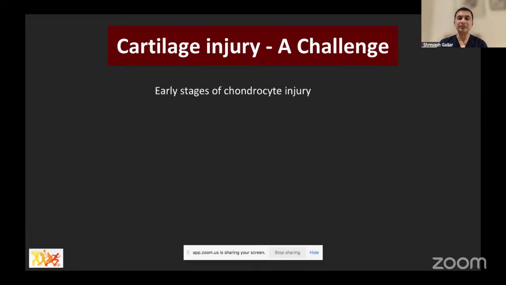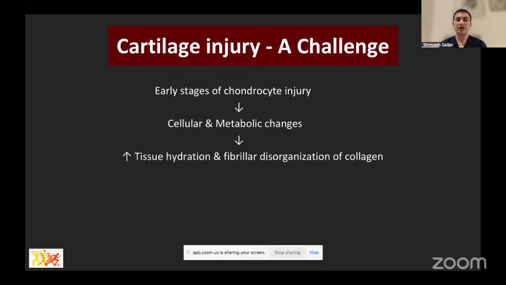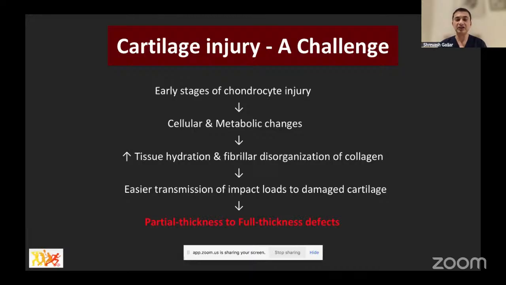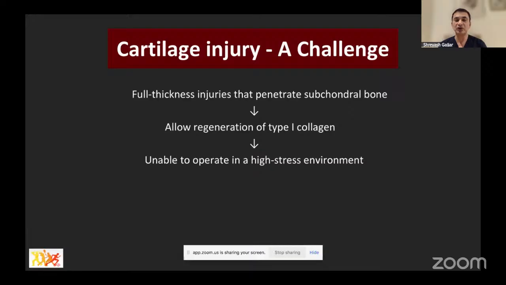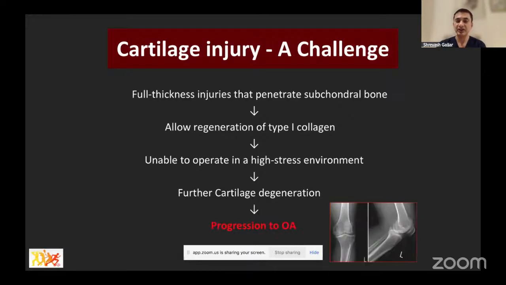Cartilage injury, as I mentioned, remains a challenge. With early stages of chondrocyte injury, there are significant cellular and metabolic changes which lead to increased tissue hydration, thereby causing disorganization of the collagen. This results in easier transmission of impact loads to the already damaged cartilage, and a partial thickness damage would gradually and progressively lead to a full thickness defect, as seen in this arthroscopic image at the bottom right. Also, full thickness injuries that penetrate the subchondral bone would cause regeneration of type 1 collagen, which, as we all know, would be unable to operate in the high stress environment, causing further cartilage degeneration and progression of osteoarthritis. You can see these radiographs here where there is end stage osteoarthritis.